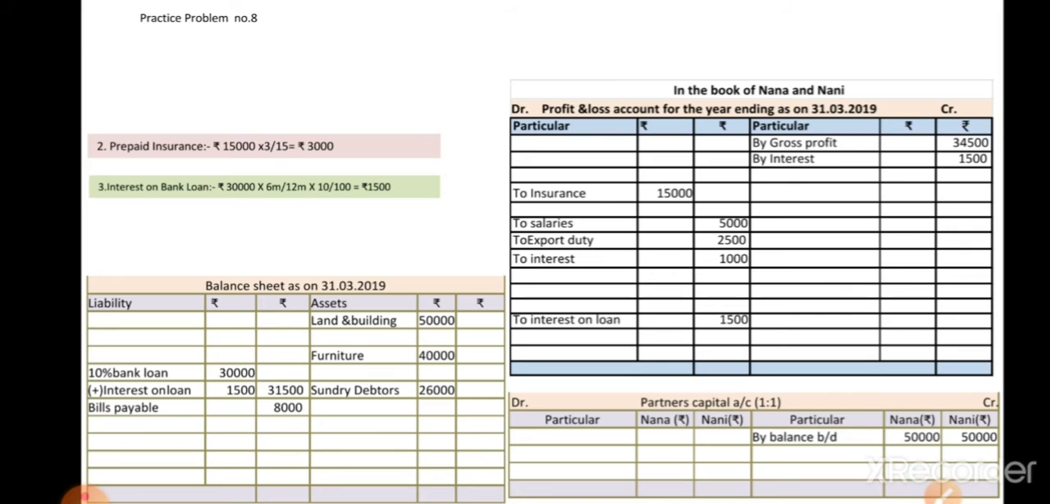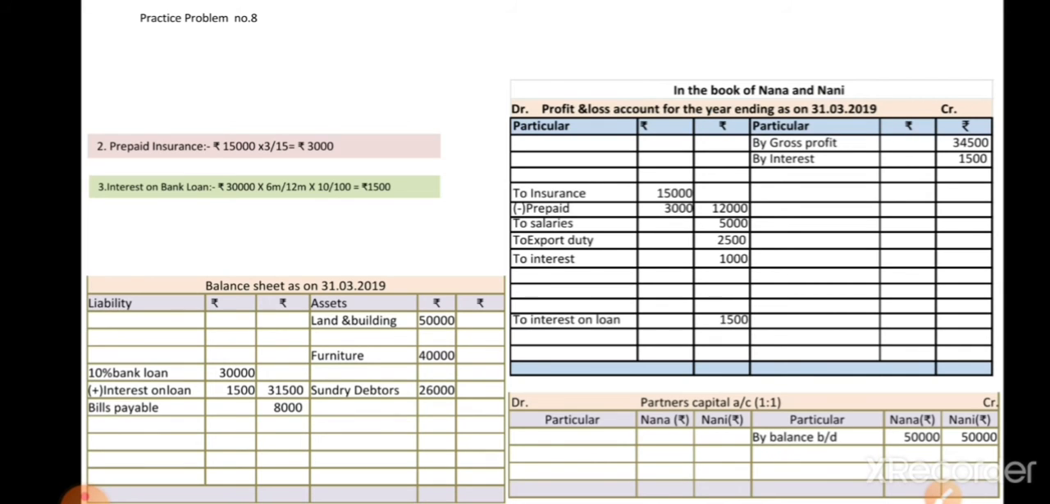So how is its effect shown? In the profit and loss account debit side we deduct the prepaid amount from the insurance. The prepaid amount is 3,000. How is it calculated? The working note is also available. Prepaid insurance: total insurance is 15,000 into 3 months divided by 15 months. So we get 3 months prepaid insurance, that is 3,000, which we deduct from the insurance in the profit and loss account debit side. So the balancing amount is 12,000, and we show it in the outer column of the profit and loss account.